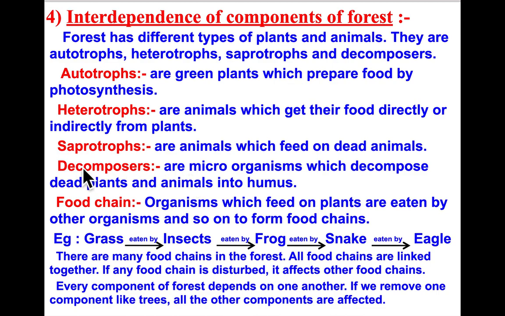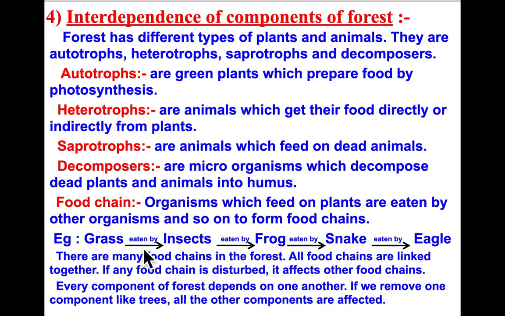And the next category is the decomposers. Basically, decomposers are the microorganisms. Microorganism means very, very small organism which decomposes dead plants and animals into humus. The plants or the animals which die and are on the soil, they decompose those into humus. So, by this, the food chain takes place in the forest.